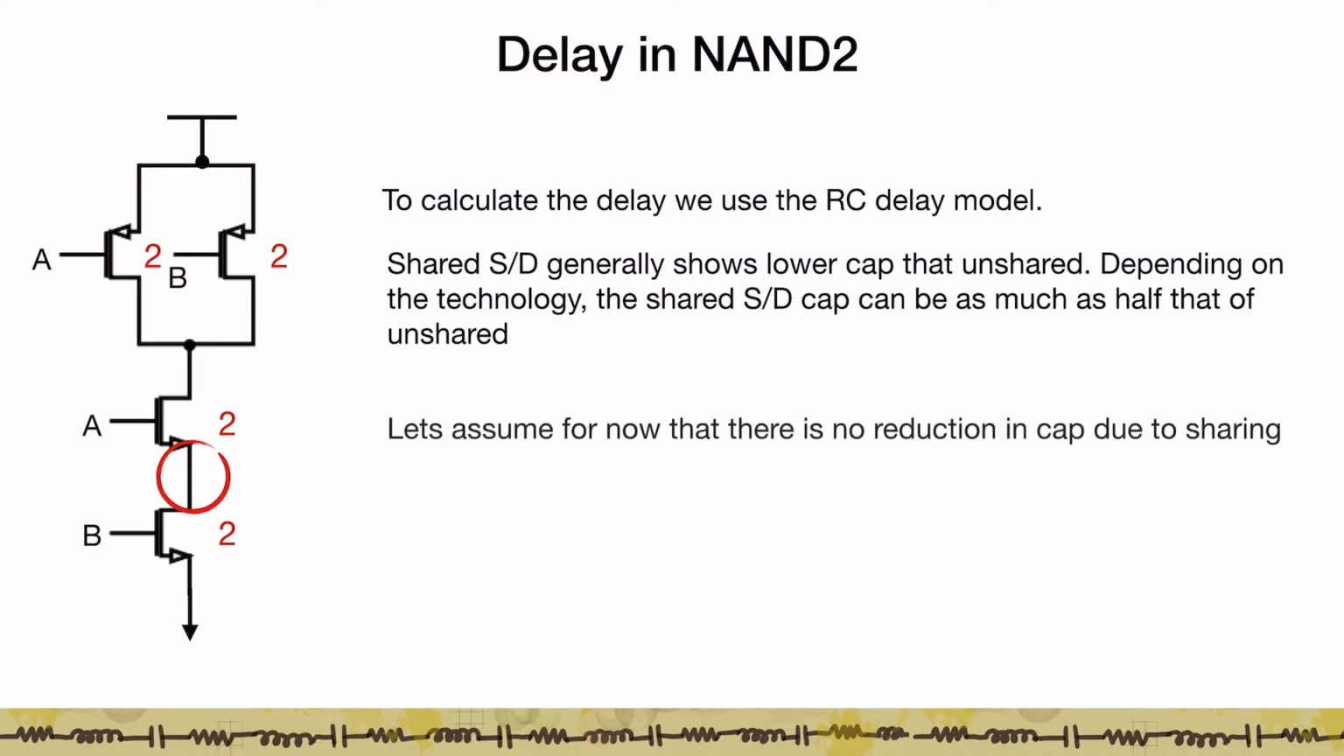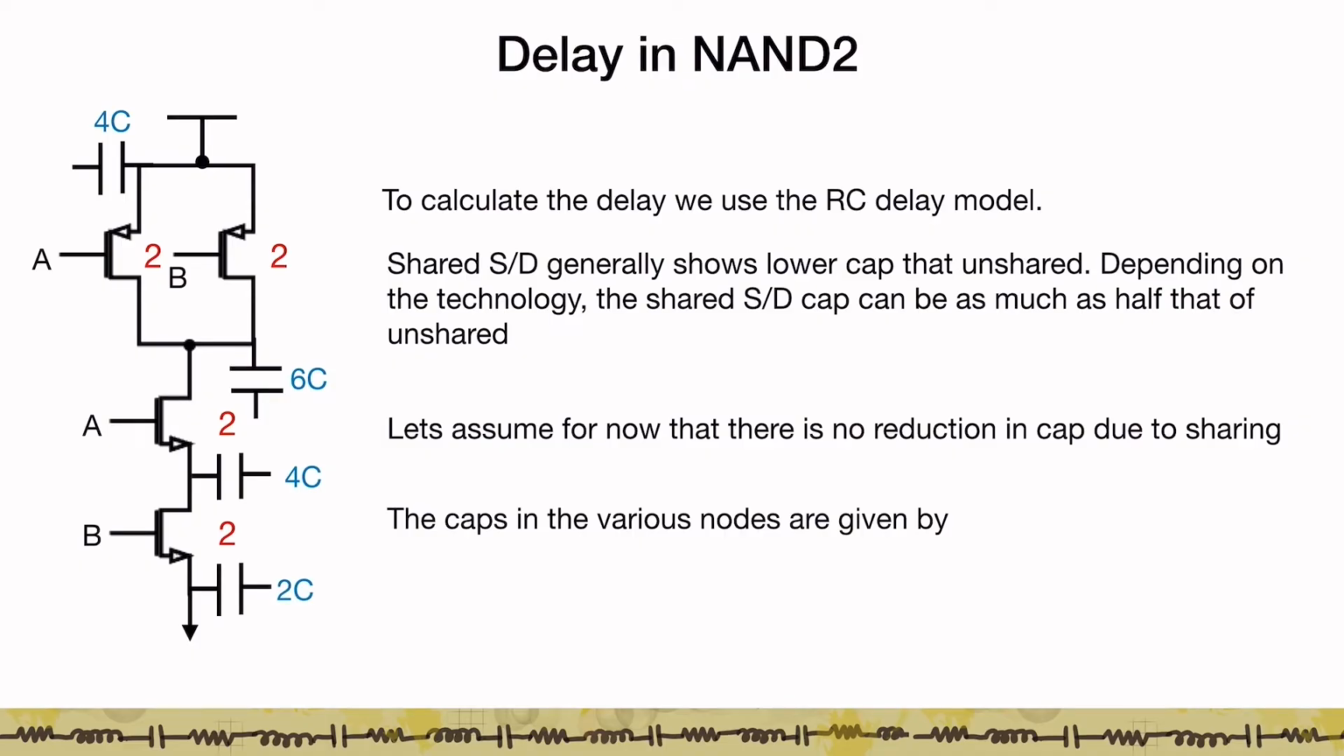But what we'll do in this discussion and subsequent slides, we'll assume that the capacitance at the shared node of transistors is going to be exactly the same as would have happened if this source drain was not shared. This way we keep the analysis simple. But please keep in mind that in reality, when you have such structures, you might end up finding that the capacitance at this node is less than what you had estimated. So now let's find out what the various capacitors at the nodes are.